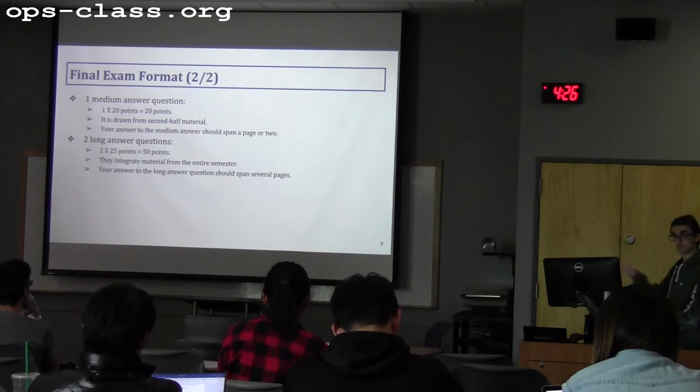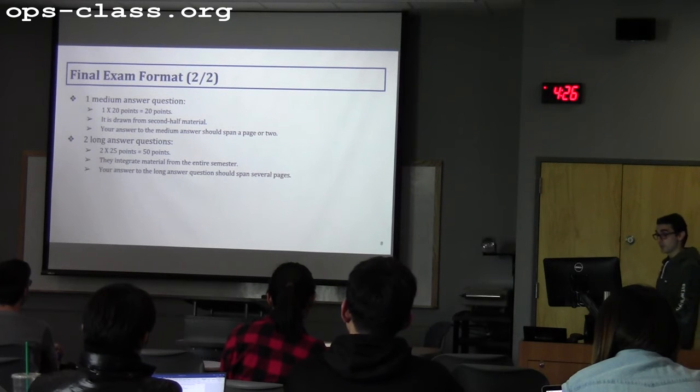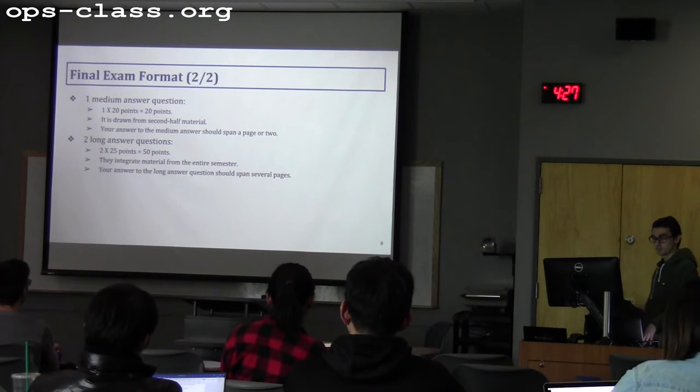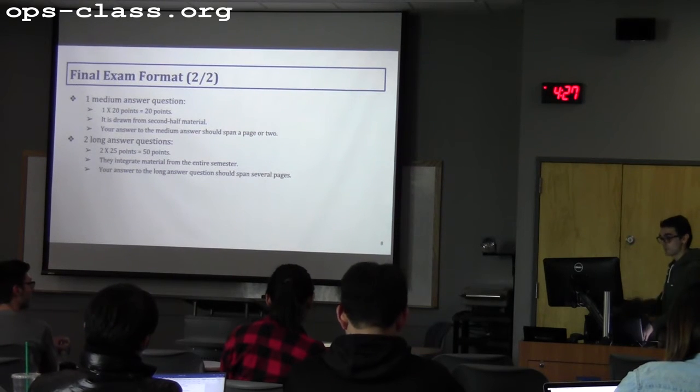This is similar or equivalent to the midterm long answer. So it's going to be out of 20 points and it's drawn from the second half material. Your answer to the medium answer should be a page or 2 pages, similar to the midterm. And finally, you're going to have 2 long answer questions. You're required to answer both of them, each 25 points, so total 50 points.